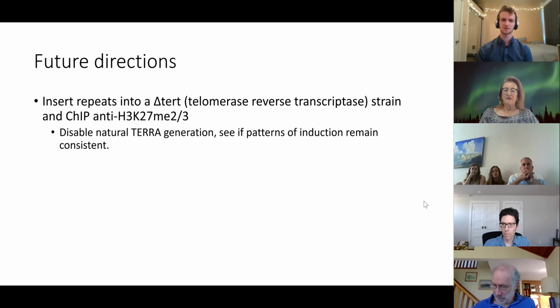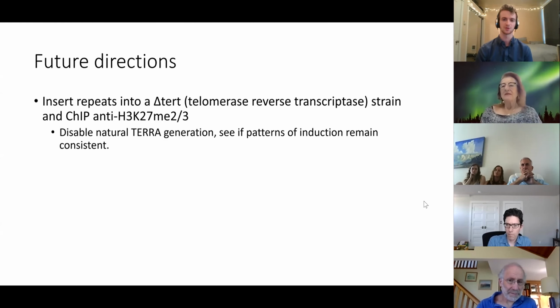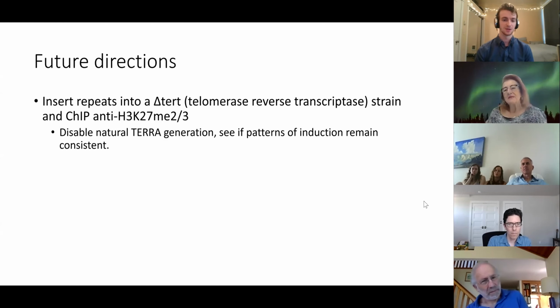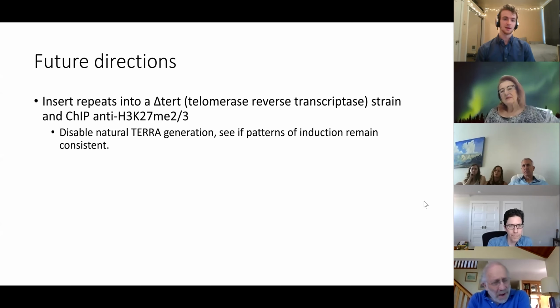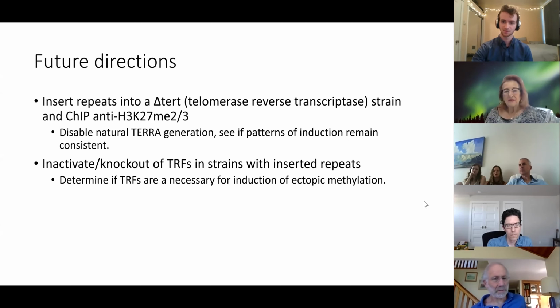Some future directions: I think it would be good to insert these repeats into a delta TERT, or telomerase reverse transcriptase, strain and do the same experiment once again, because if there are no native telomeres, then natural TERRA generation doesn't happen. So we can see if those patterns of methylation remain consistent even without native TERRAs. Another thing that would be good to do is inactivate or knock out the telomere repeat binding factors in strains with inserted repeats to see if those TERFs are necessary for this induction of ectopic methylation.